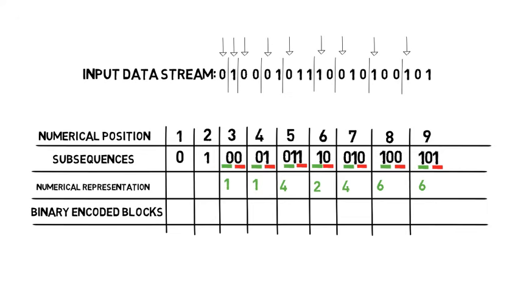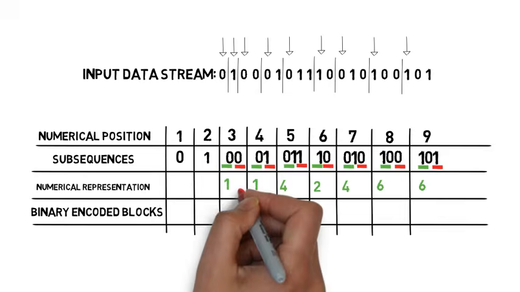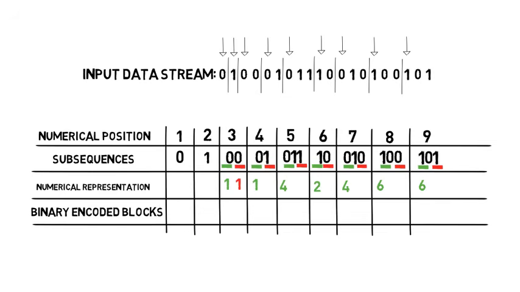Similarly, we do the same thing with the innovation symbol that is underlined in red. But in this case, it can only be 1 or 2, because it's a single bit, either 0 or 1. So in the first case, it's 1. Second case, it's 2, 2, 1, 1, 1, and 2. We arrive at the last step, getting the binary encoded blocks.